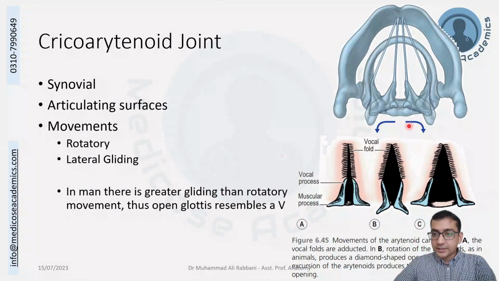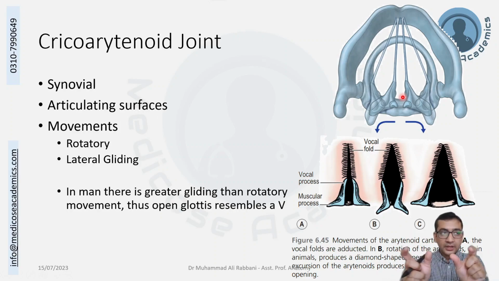The second joint that is to be discussed is between the cricoid cartilage and the arytenoid cartilage placed on top of it. There are two surfaces, the upper surface on the lamina of the cricoid and the lower surface on the arytenoid. These two surfaces are articulating with one another. It is a synovial joint and it allows for two types of movement. One movement is that the whole of the arytenoid cartilage slides outside, and you see the distance increasing between them, and it leads to the opening.